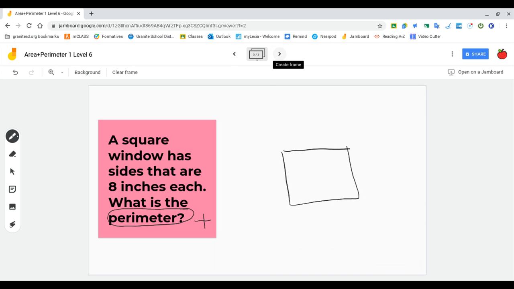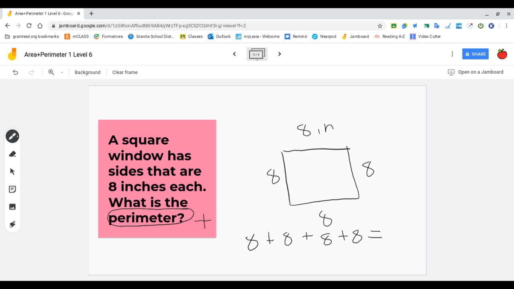So if one of the sides is 8 inches, this one is also 8, this one is also 8, and this one is also 8. But with perimeter, I am adding all 4 sides together. I'm not multiplying. I'm just adding up. If I were to walk around the outside, that's what I would get. So in this case, I would have 8 plus 8 plus 8 plus 8.